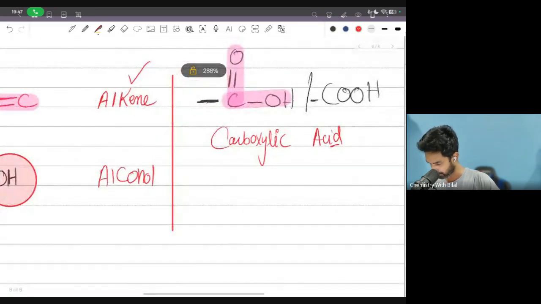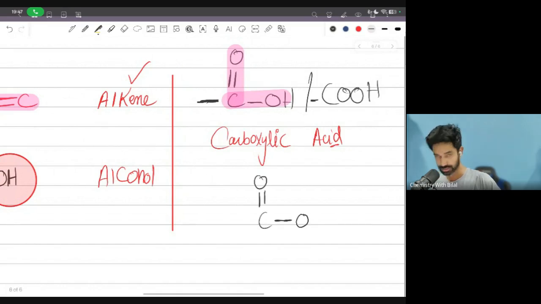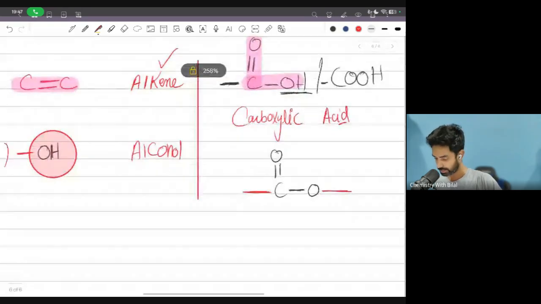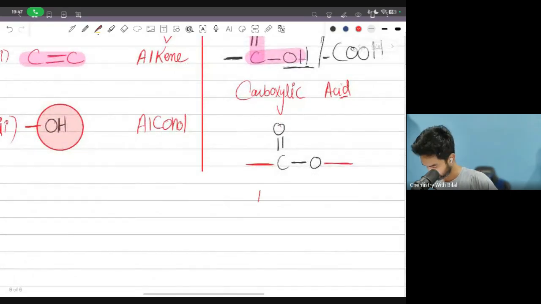And the last functional group part of our syllabus is, if there is C double bond O and then there is oxygen, just oxygen. Here there was OH, but after this the chain will not go. If there is oxygen and on this side there are carbon atoms, on this side there are carbon atoms, if we have something like this, this family is called esters.